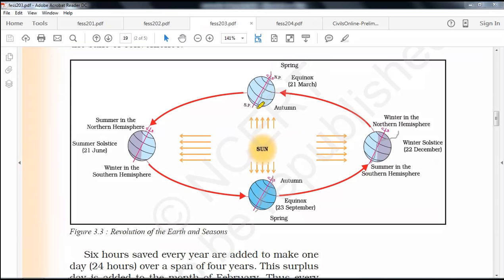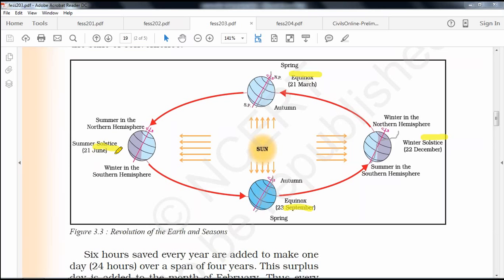So four positions of earth around the sun are given. These are the important positions. Two are about solstices and two are about equinox. Solstices happen when either day is longest or night is longest. So the longest day happens in summer solstice, and the longest night happens in winter solstice.